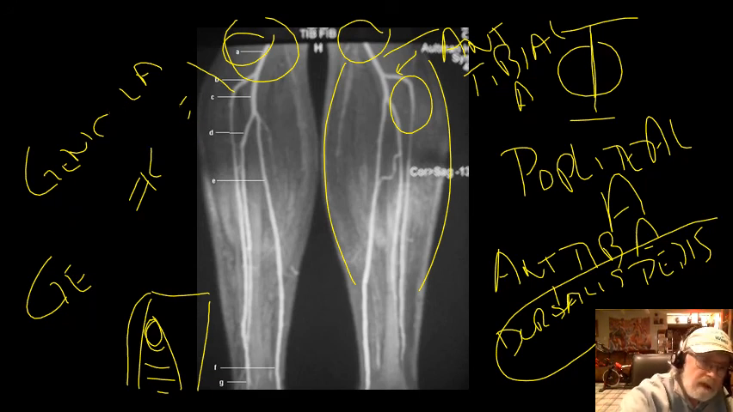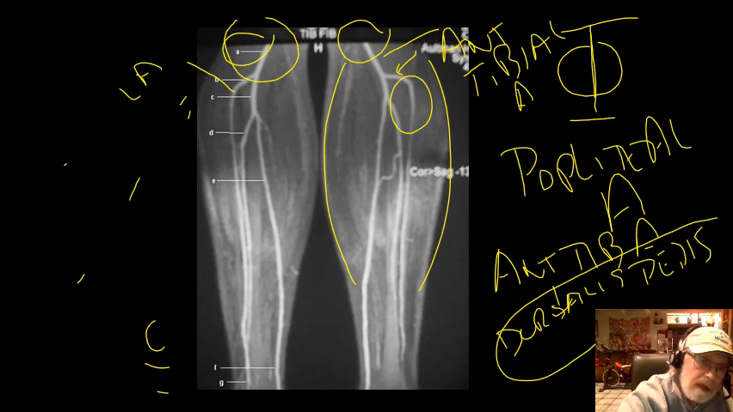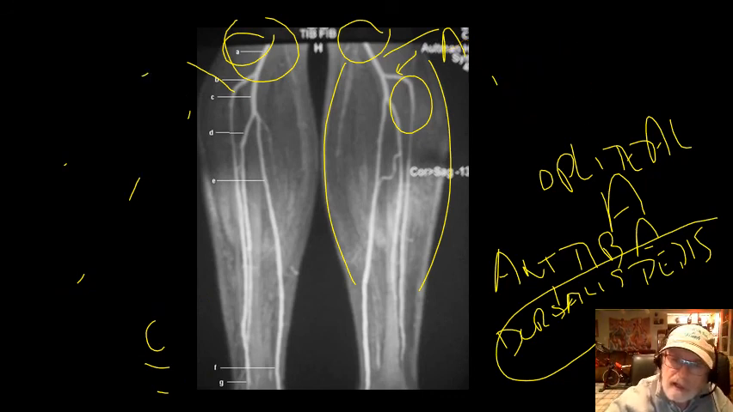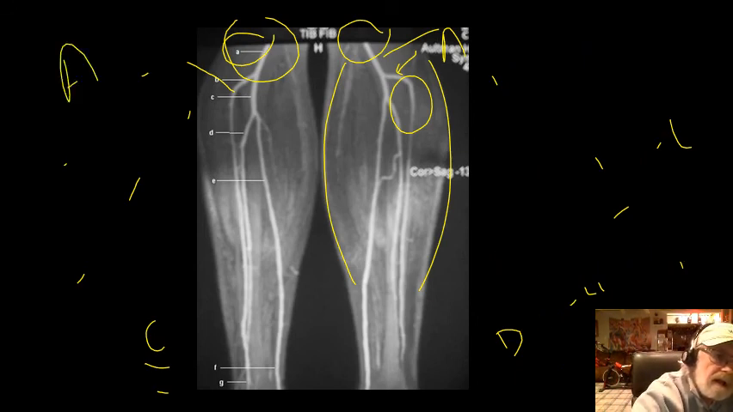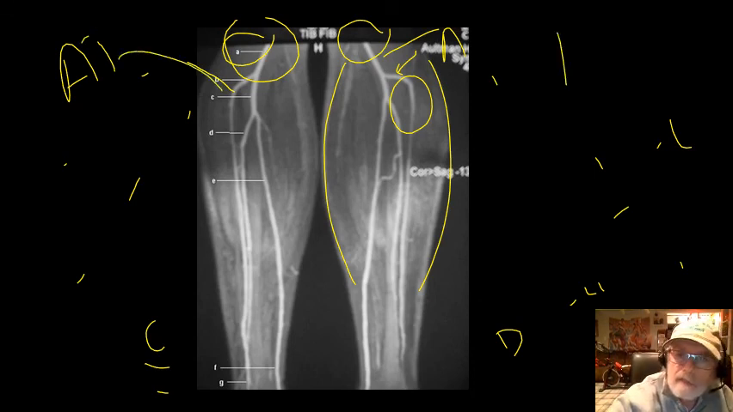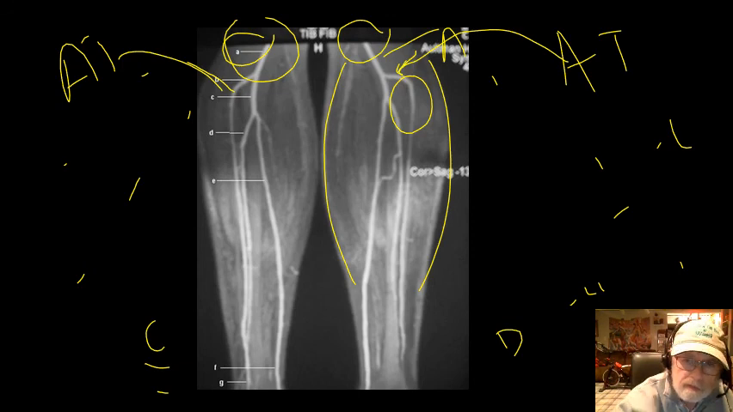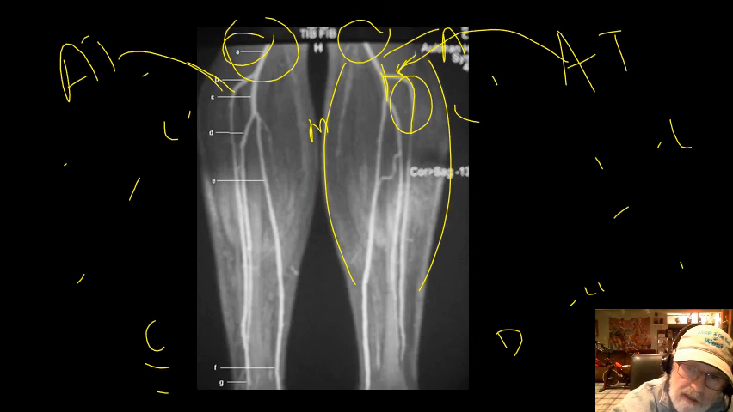Let me get rid of my genicular stuff. Here's my anterior tibial artery, right here. This is going to be lateral and medial here. What's going to happen is, just after the anterior tibial artery comes off, the rest of that artery is going to divide, one branch going this way and one branch going this way.